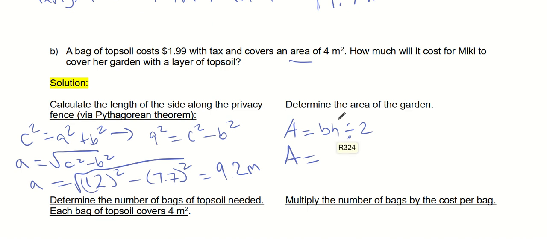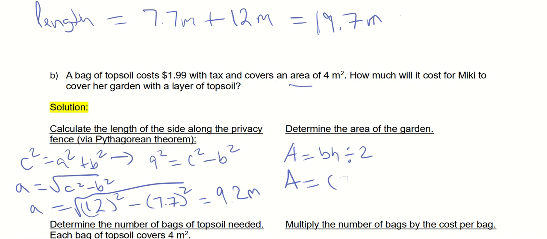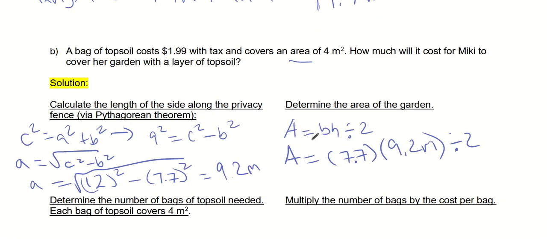So the base in this sense is 7.7. That's the base. The height we calculated earlier is 9.2 meters. And we should always label our diagram. So 9.2. There, 9.2. And if you drop this in our calculator, we should get 35.4 meters squared. So 35.4 meters squared, good enough.